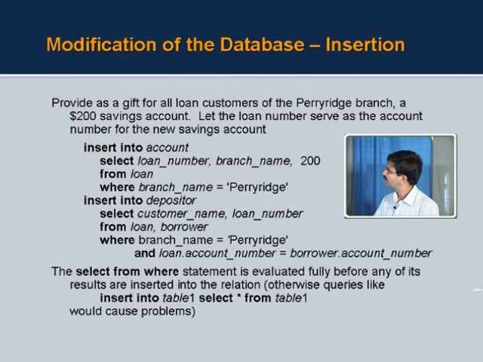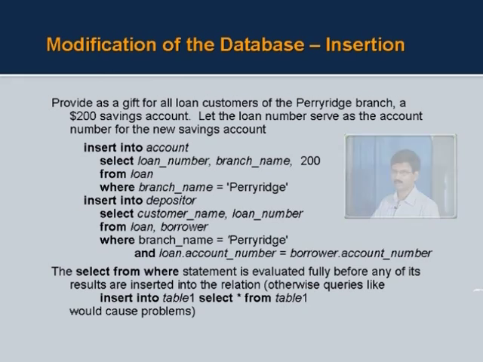So in this case, for whatever reason, we have decided to provide as a gift for all loan customers of Perry Ridge Branch a $200 savings account. Now, if you make an account, you have to give it an account number. This is a problem. So the solution used here is a shady cheating solution, just to keep the query simple. In reality, you'd have a procedure which creates accounts. It'll have a sequence number for accounts and create a new account number on the fly.